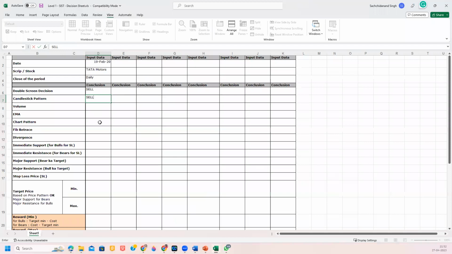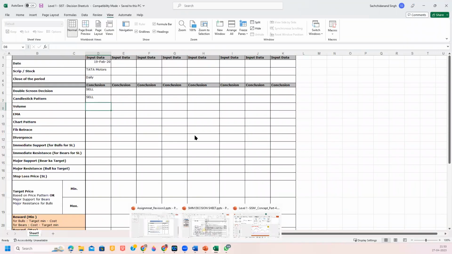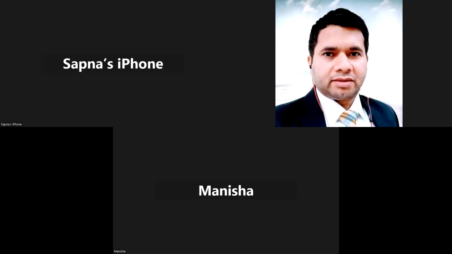The next thing that we need to observe is the volume. So what does the decision sheet say about the volume? Volume on the most significant candle. So what does it mean by the most significant candle?